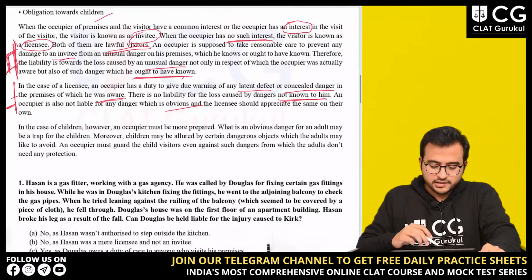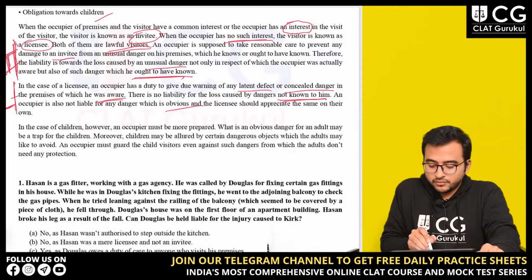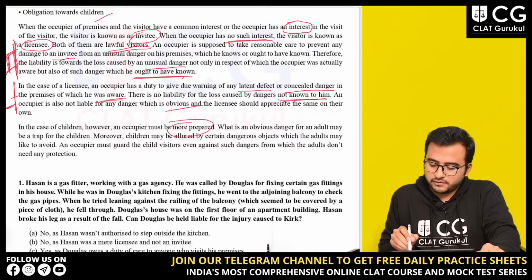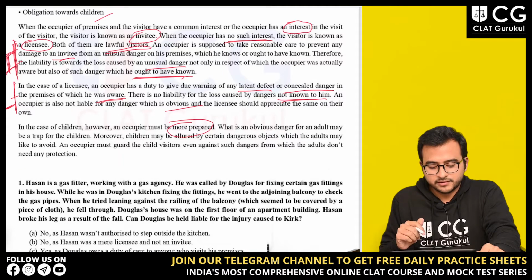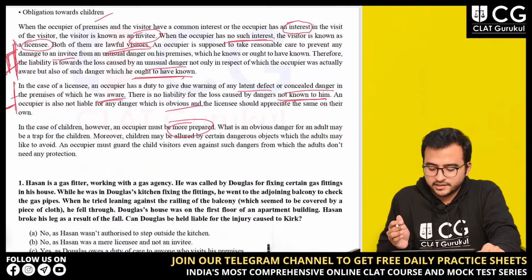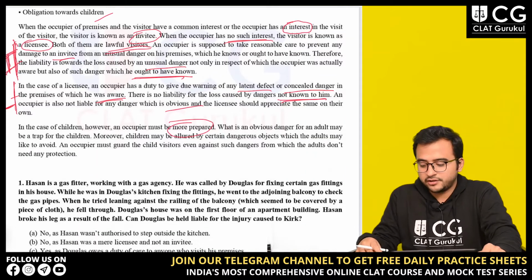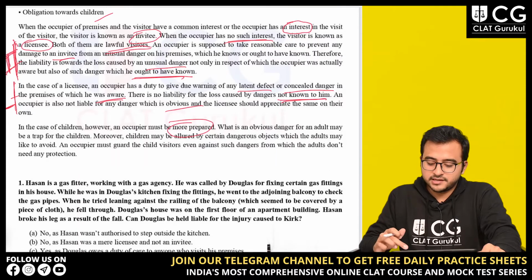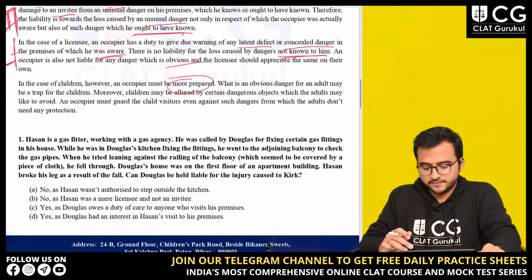Now, in case of children, however, an occupier must be more prepared. What is an obvious danger for adults may be a trap for the children. Moreover, children may be allured by certain dangerous objects which the adults may like to avoid. An occupier must guard the child visitors even against such dangers from which the adults don't need any protection.